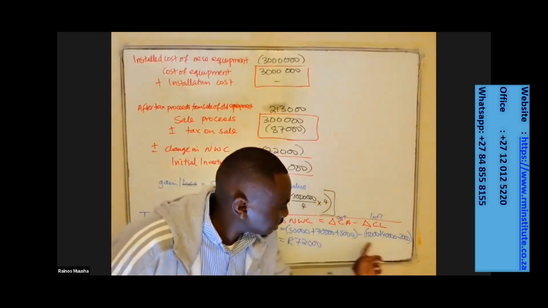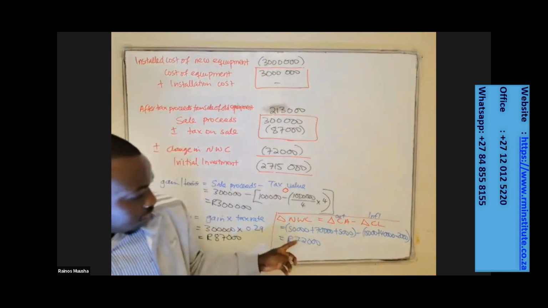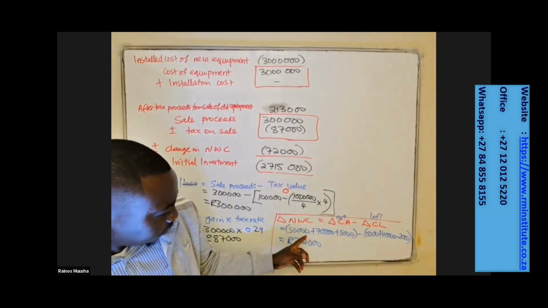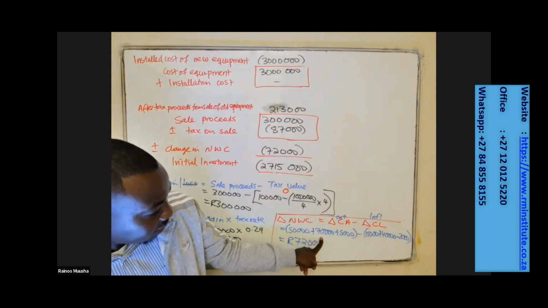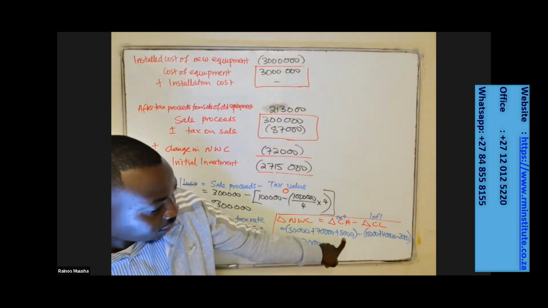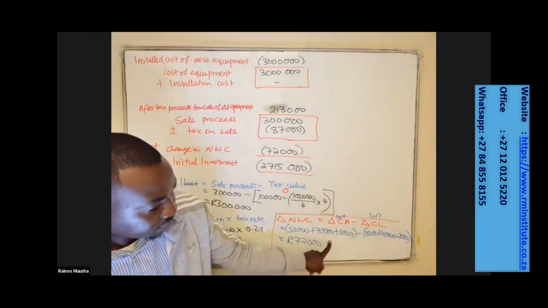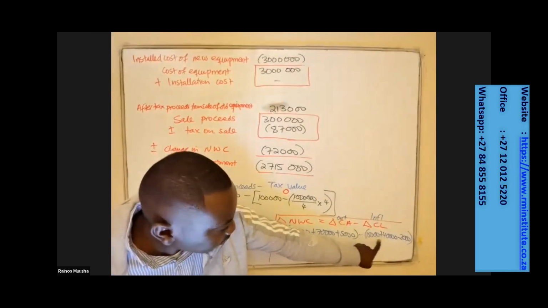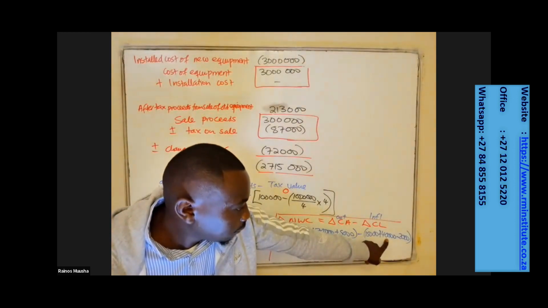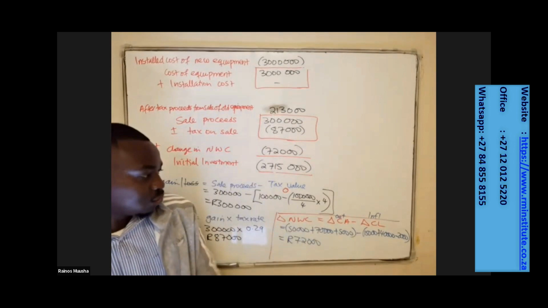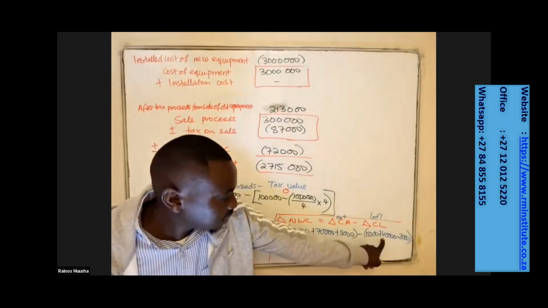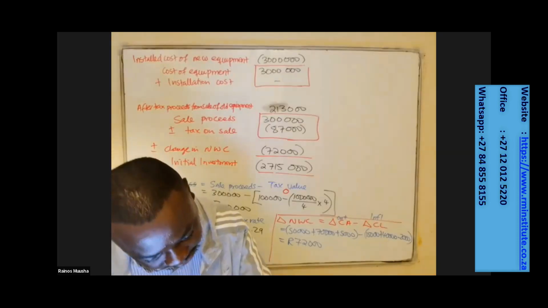If you do the calculation, 50,000 plus 70,000 gives you 120,000, plus 5,000 gives you 125,000 on this side. Then this side is 15,000 plus 40,000, which gives you 55,000, minus 2,000, which gives you 53,000. So 125,000 minus 53,000 gives you 72,000. Oh, okay. Thanks.